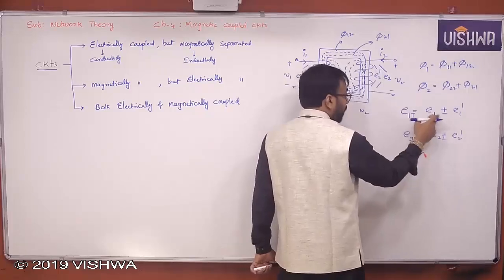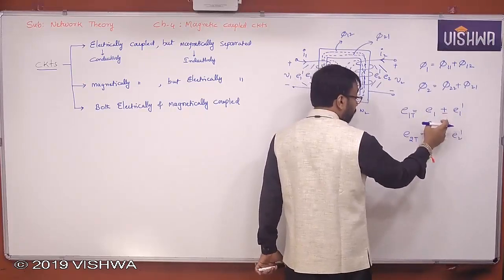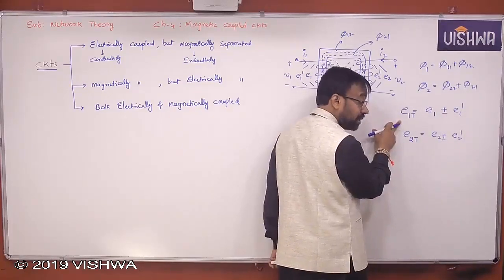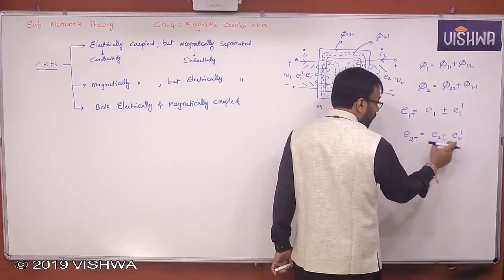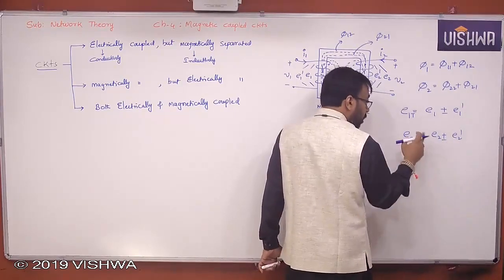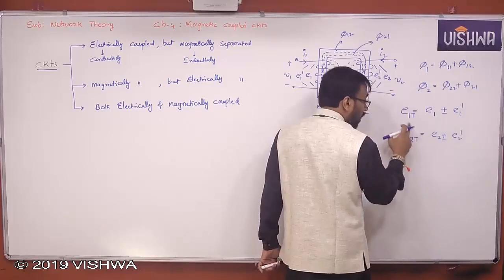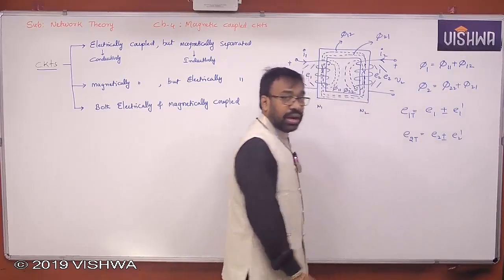Okay, so self and mutual together, the algebraic sum, is nothing but the total EMF induced in the primary. Again, similarly here also, the self and mutually induced EMF in the secondary winding, the algebraic sum, is nothing but the total EMF induced in the secondary coil.